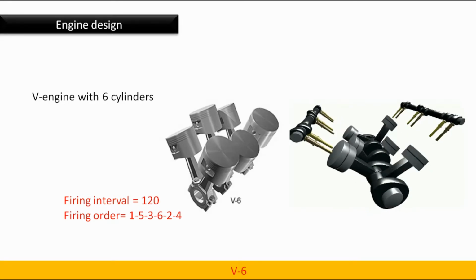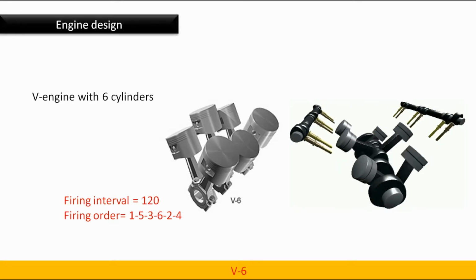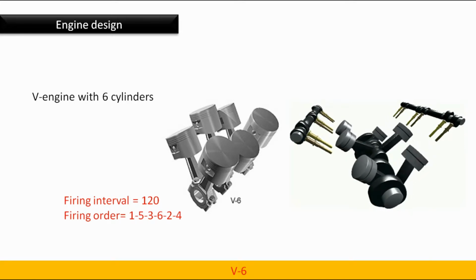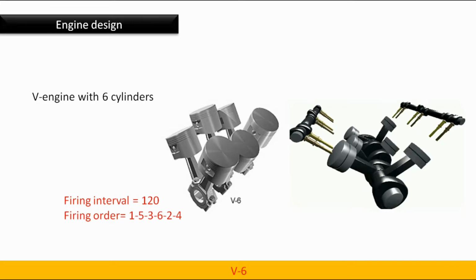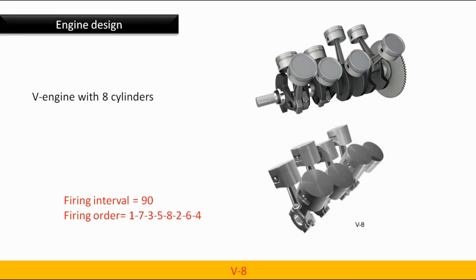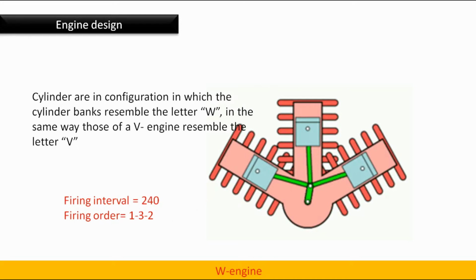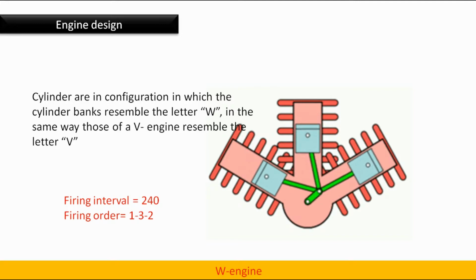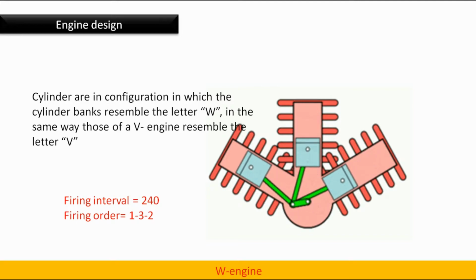V6. V engine with 6 cylinders. Firing interval is 120 degrees. Firing order is 1, 5, 3, 6, 2, 4. V8. V engine with 8 cylinders. Firing interval is 90 degrees. Firing order is 1, 7, 3, 5, 8, 2, 6, 4. We should always remember that there are many firing orders possible, but these are the firing orders that are most widely used or most popular.